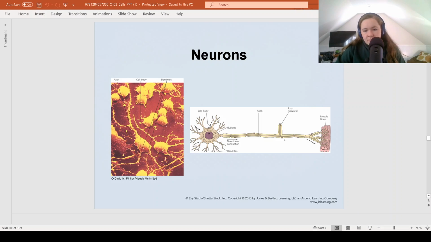We have the cell body here, dendrites, axon, collateral, axon. I've never seen a neuron with two axons, by the way. Wait, never mind. I see one with three. This is one cell body. 1, 2, 3. That's pretty cool.